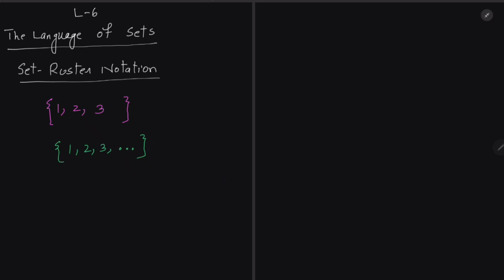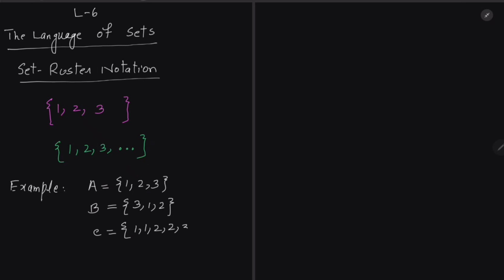If I give you some example on that, for example, we have A is equal to 1, 2, 3, and B is equal to 3, 1, 2, and C is equal to 1, 1, 2, 2, 3, 3, 3. Now the question is how many elements are there in each set?